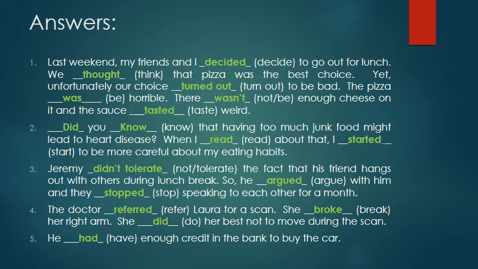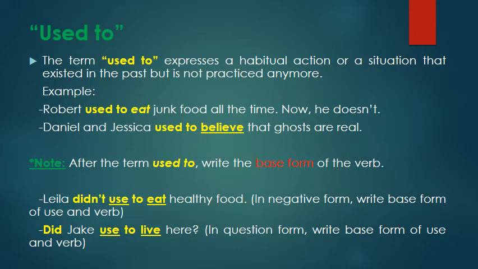You can check them out in the PowerPoint later on when you're studying. Moving on, used to. This is a very important part of the past simple tense. The term used to expresses a habitual action or a situation that existed in the past but is not practiced anymore. For example, I used to watch this series, but now I no longer do. I used to play video games for 7 hours at night. This means when you say I used to, it means you used to do something, but now you no longer do.